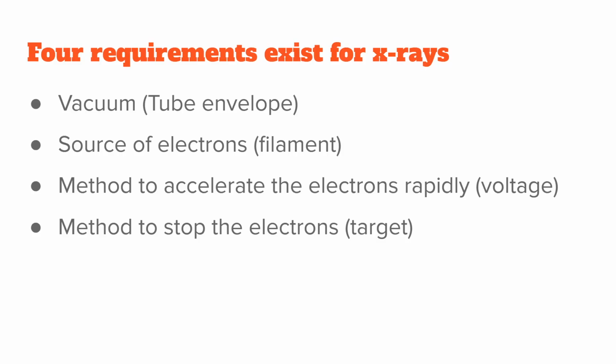There also needs to be a source of electrons, which is the filament within the x-ray tube. There needs to be a method to accelerate the electrons rapidly, which is going to be the voltage we're applying to the tube. There needs to be a method to stop the electrons, and that's going to be the target. For us, it's an anode target made out of tungsten.